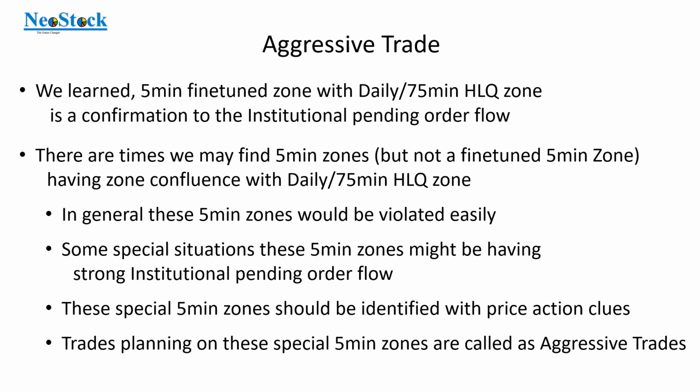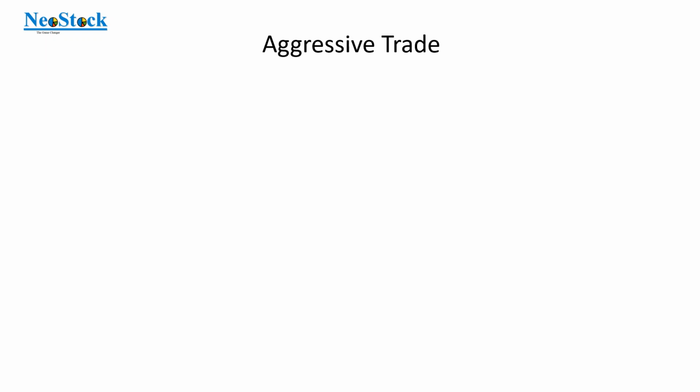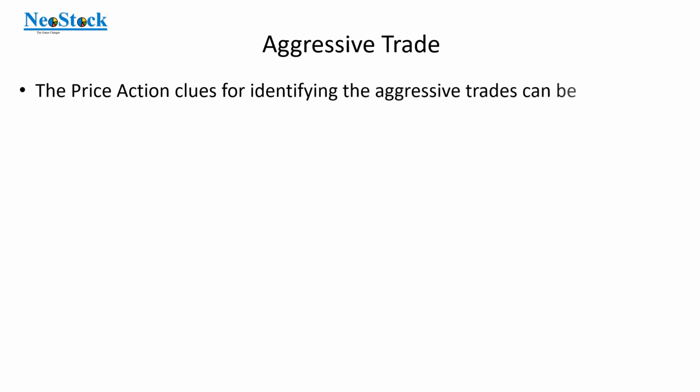Okay, how do we identify these aggressive trades with price action clues? What are these price action clues? Primarily, we are using four price action clues. The first one, for identifying the aggressive trades, is rejections near the 5-minute zone. You already learned rejections in the previous video. So what is this point saying? Rejections near the 5-minute zone.